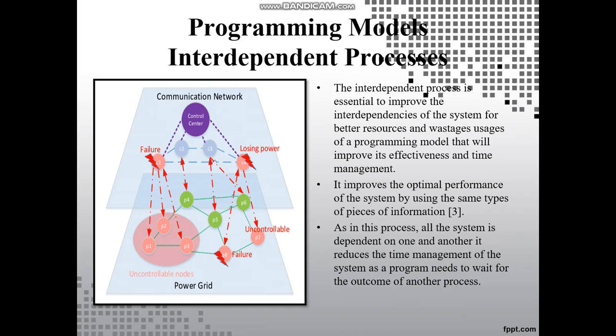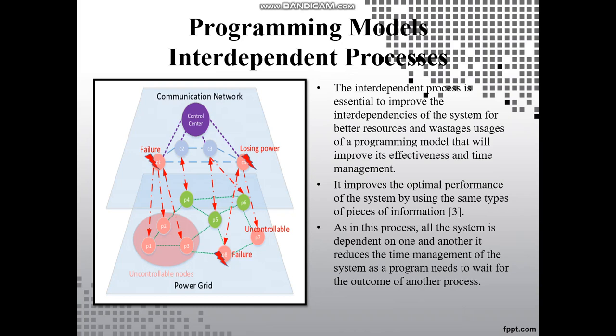Coming to interdependent processes. In interdependent processes, we investigate how multiple actors accomplish interdependent routine performances directed to novel intended outcomes and how this affects routine dynamics over time. We identify 3 types of routine work. They are flexing, stretching, and inventing. It is essential to improve the interdependencies of the system for better resource and wastage use of a programming model that will improve its effectiveness and time management.